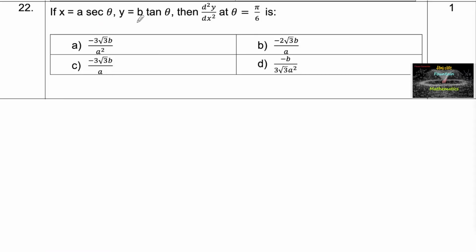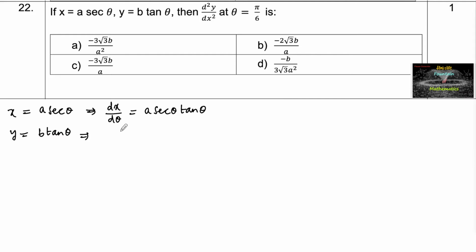If x is equal to a secant theta and y is equal to b tan theta, then d square y by dx square at theta is equal to pi by 6. Here x and y both are given in parameter theta. So let's differentiate with respect to the parameter theta. So dx by d theta is equal to a secant theta tan theta, and for y is equal to b tan theta, differentiating with respect to theta, dy by d theta is equal to b secant square theta.